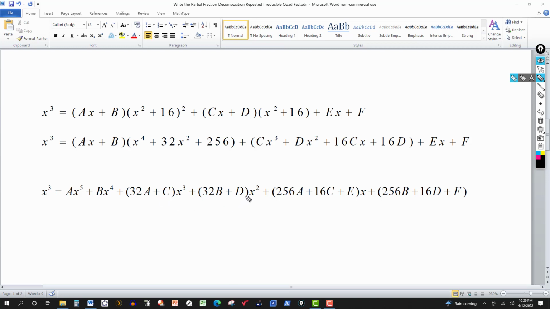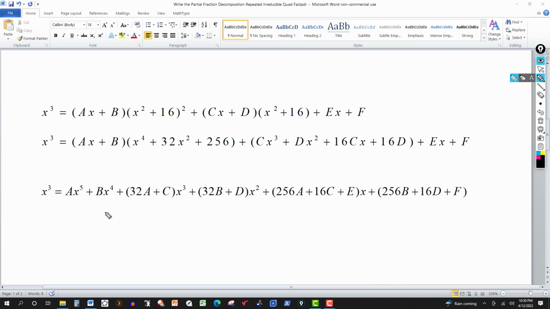Just put those together. And then the ones that had x squared, there were two terms that had an x squared. So here they are, 32b plus d. Factored out the x squared. And then there were three terms that had an x. So this was 256ax plus 16cx plus ef. Factored out the x. And then everything else didn't have a variable. That's your constant.